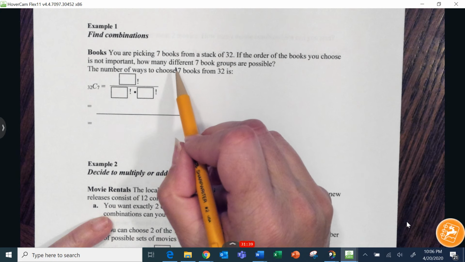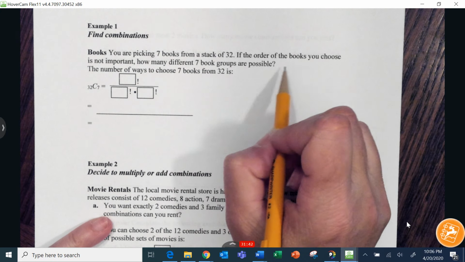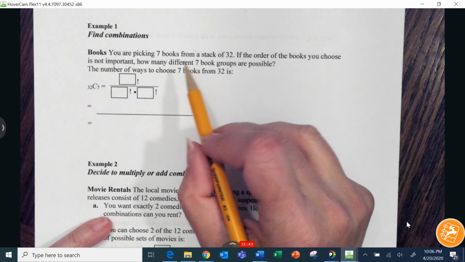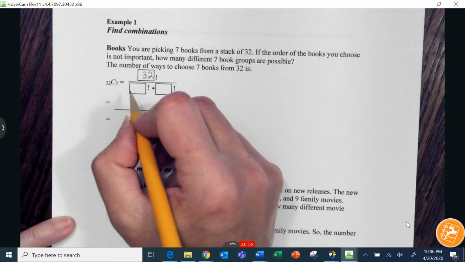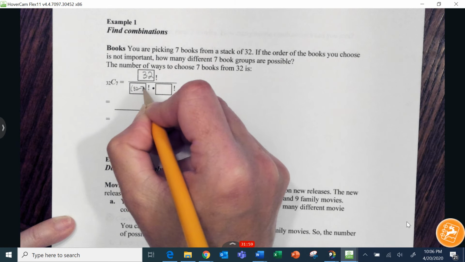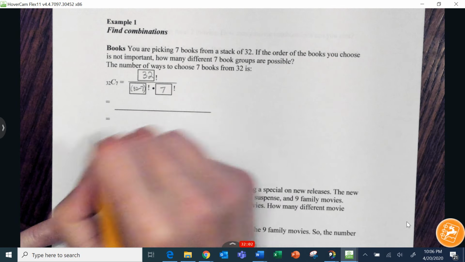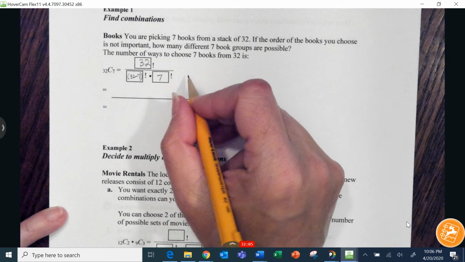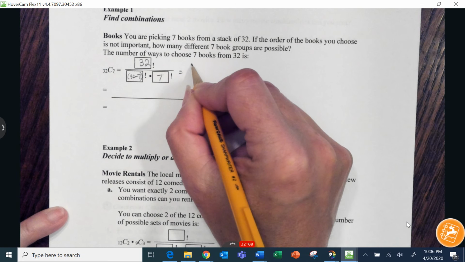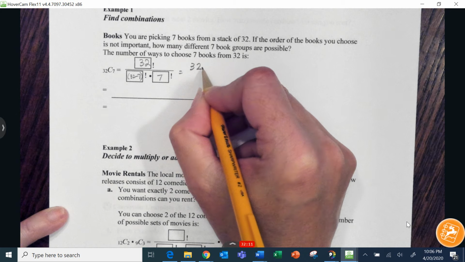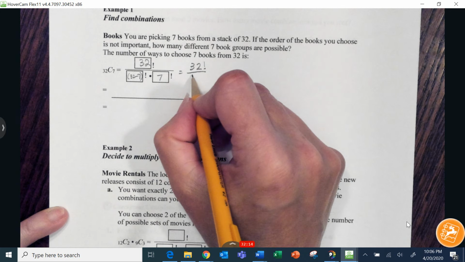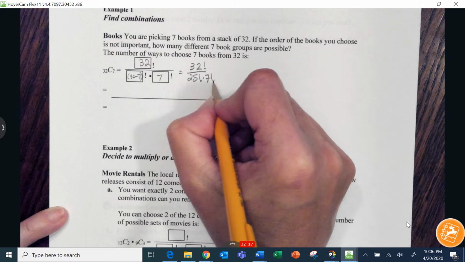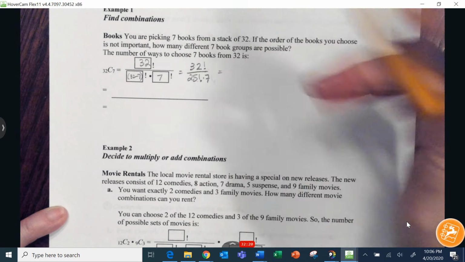So books, you are picking 7 books from a stack of 32. If the order of the books you choose is not important, how many different 7 book groups are possible? So the number of ways you can choose 7 books from 32 is going to be 32 choose 7. So we do 32 on top, we do 32 minus 7 factorial, and then we multiply that by 7 factorial. Okay, I'm going to expand this a little bit. 32 factorial over 25 factorial times 7 factorial. There we go.